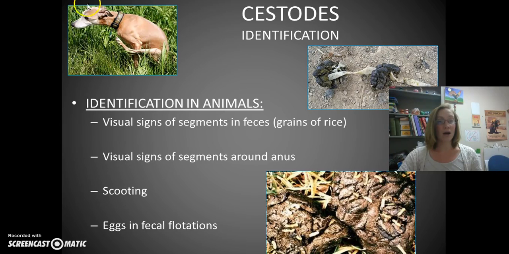Scooting is a very common symptom of having a parasite, whether it's a cestode or some other type of parasite. And then we also generally diagnose any type of parasite, not just cestodes, within a fecal flotation. And this is something that we run commonly in a lab. There are many different varieties of flotations that can be used, but there are 3 common ones that we'll be discussing in lab.